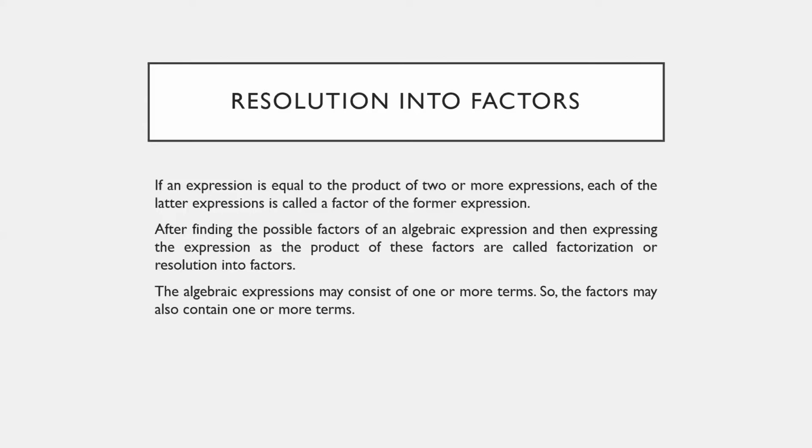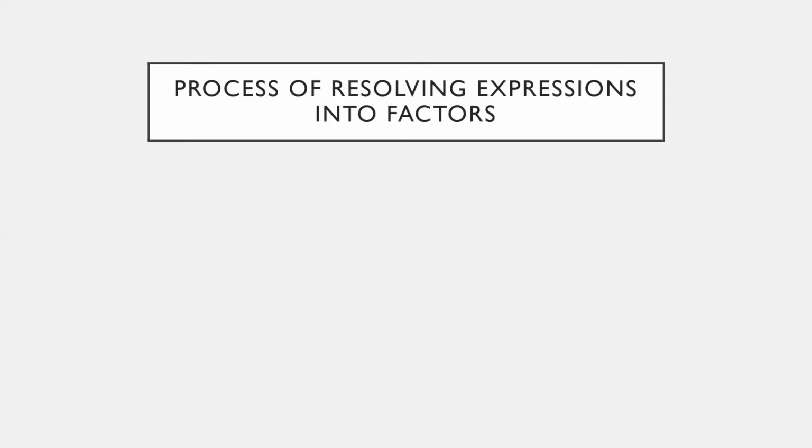Now we want to find out the factors of a given expression. There are many ways. Let's see some processes of resolving expressions into factors. The first one is common factor. We know very well what a common factor is. Suppose we have three terms in an expression like ab plus bc plus ca, or ab plus ac plus abc. Here in all the three terms we have a common. So the term which is in all the terms of an expression is called the common factor or common term.